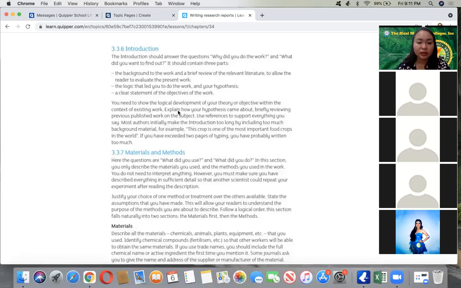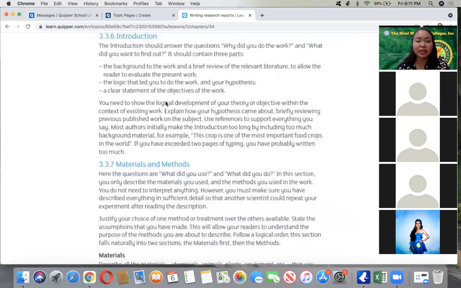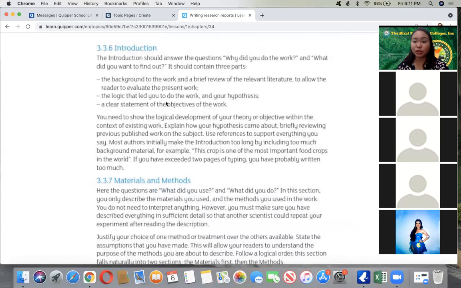It should be logical. When we say logic, it means the science of reasoning. So you don't do this research or topic just because, without a real reason, just because.